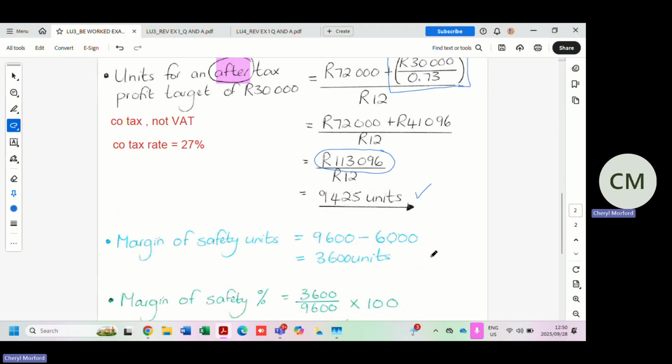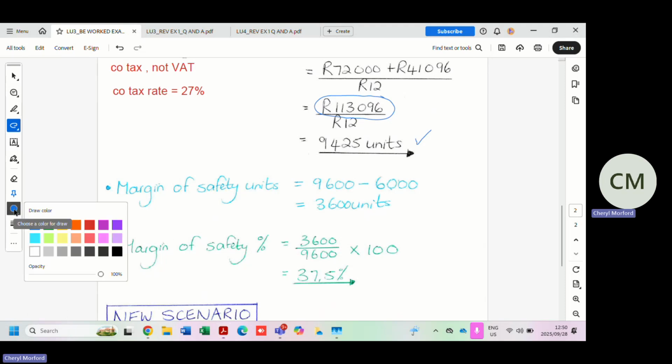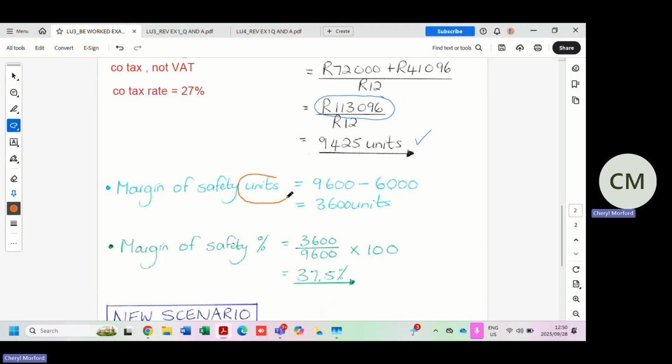What else could they possibly ask? Concept of margin of safety. This is a nice, short, easy little section. We can either have the margin of safety in terms of units or as a percentage. What this means is the level below which sales would need to fall in order for us to move into the loss area. So how can we find this?